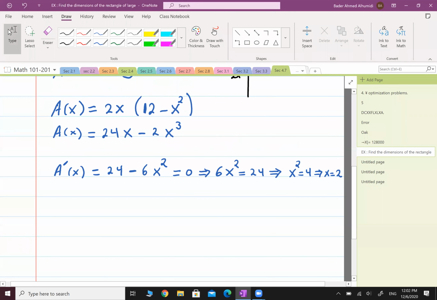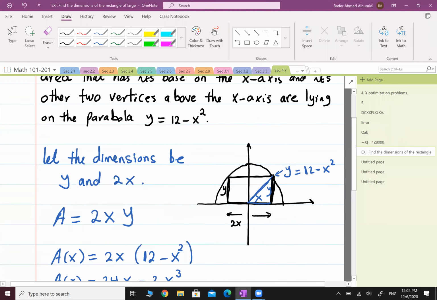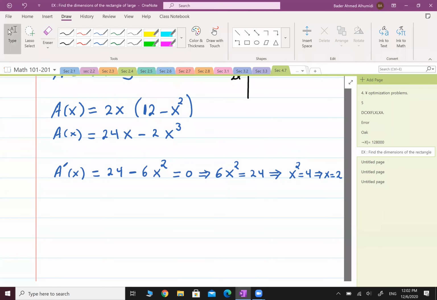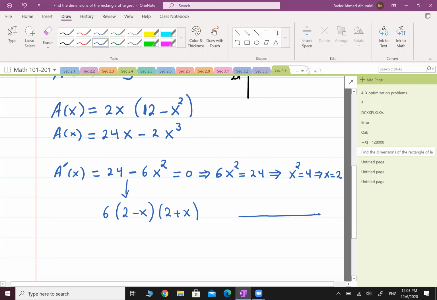Okay, good. Now I need to make sure that this really gives us a maximum, since the question said find the dimensions of the largest area. So in this case, I need to find either by using the second derivative test, or I need to simplify this and find out the formula for the first derivative. So A prime is 24 minus 6x squared. If I take 6 as a common factor, I have 4 minus x squared, that is 2 minus x times 2 plus x. Okay, this is what we have exactly here. And if I test it, I will find it out. This is at x equal to minus 2, and this is at x equal to 2.